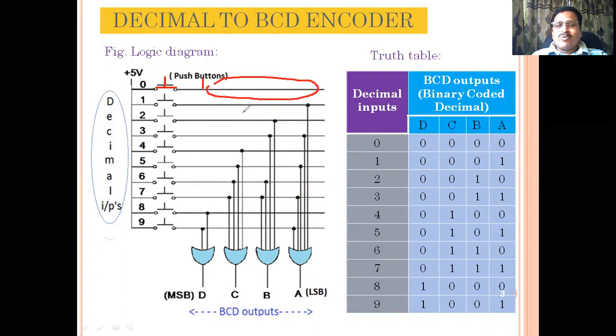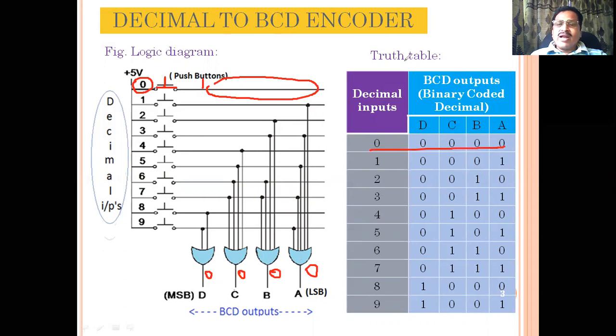The remaining inputs, 1 is 0, 2 is 0, 3 is 0, 4 is 0, up to 9, all decimals we haven't applied, are in low or 0 condition. Only 0 is applied. Therefore, on this line none of the OR gates have connections at their input. Whatever inputs are from the other lines are 0, therefore each OR gate will have the output 0, 0, 0 and 0. Thus, once we apply decimal 0 as an input, we get the BCD output as 0, 0, 0, 0 as shown in the first row of the truth table. Have you followed this?